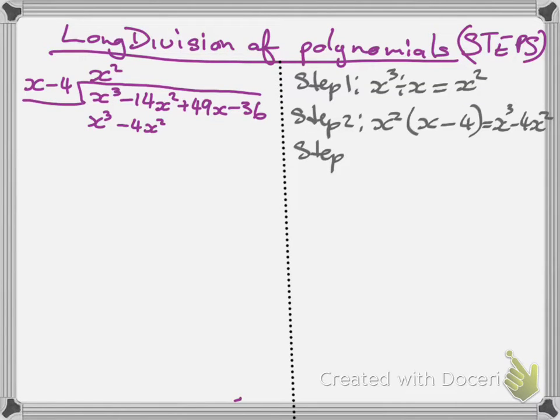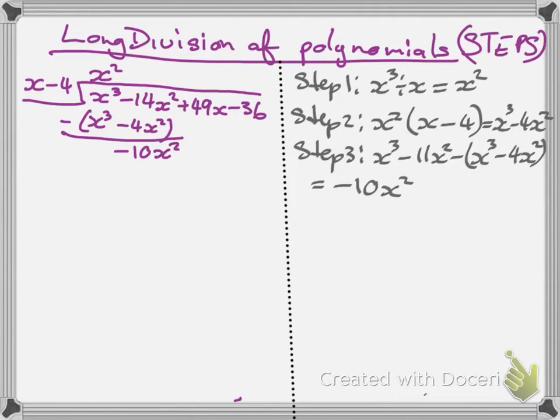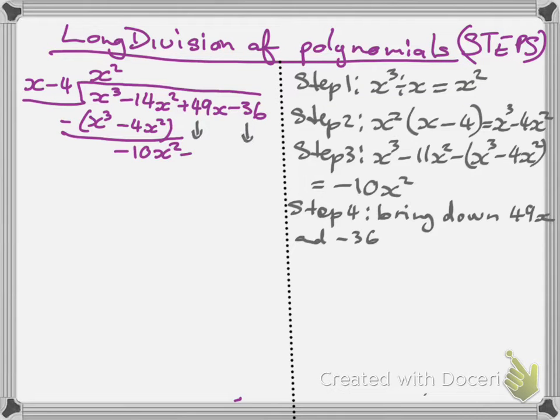And then you take this product, you put it beneath your dividend, right? And then you subtract the resulting x to the power of 3 minus 4x squared from your dividend. And then you are going to see that you get your answer being equal to negative 10x squared. All right, and then you write it down there, and then you bring down 49x and negative 36.